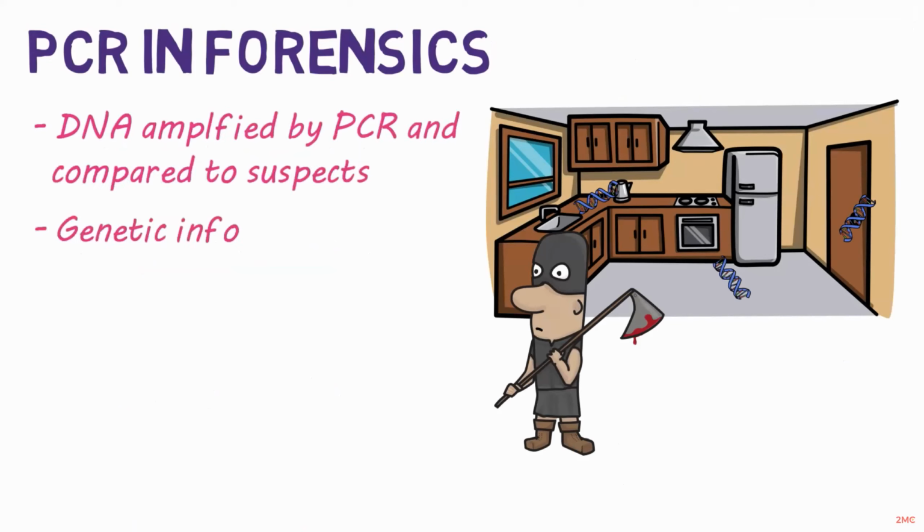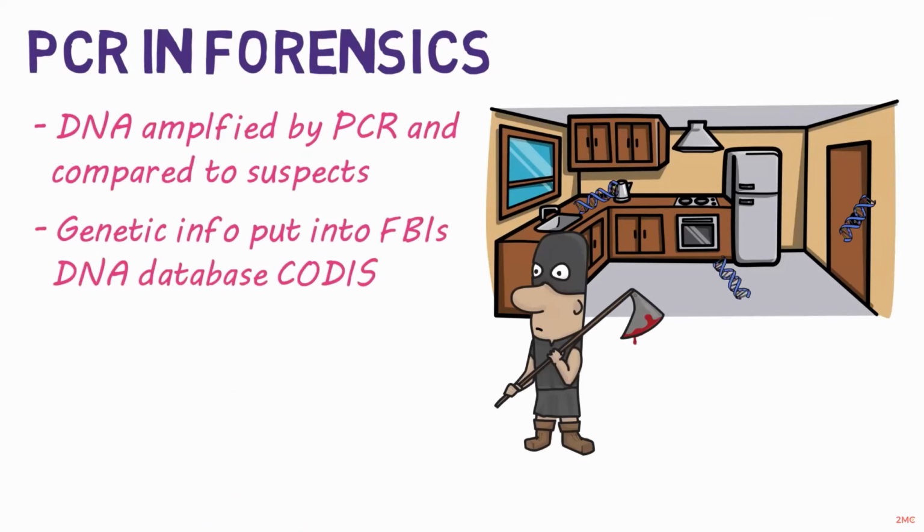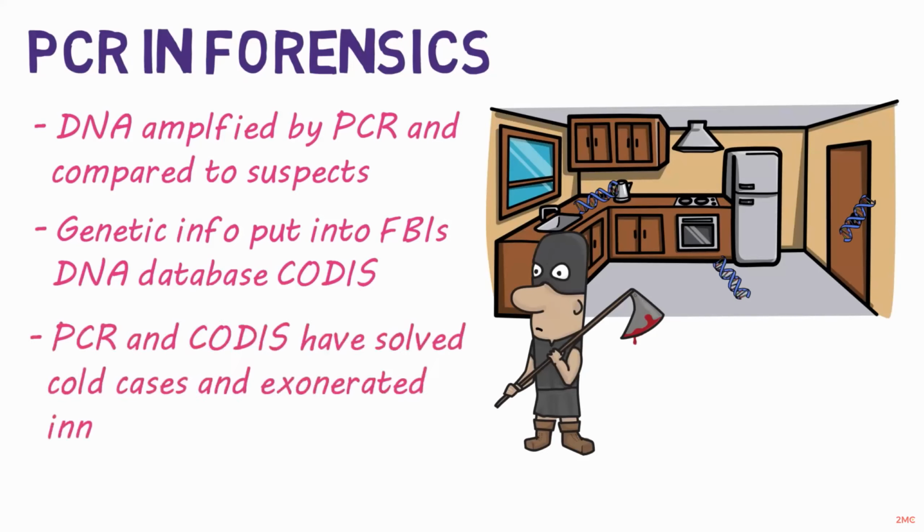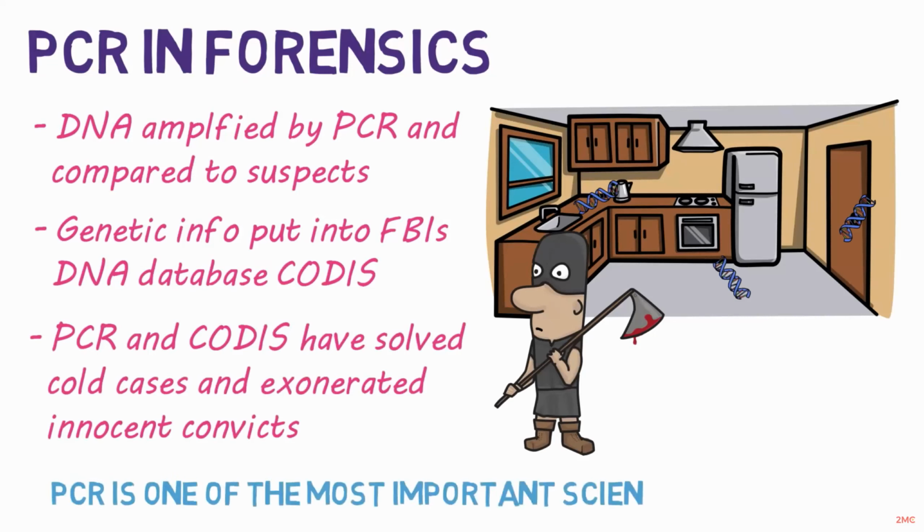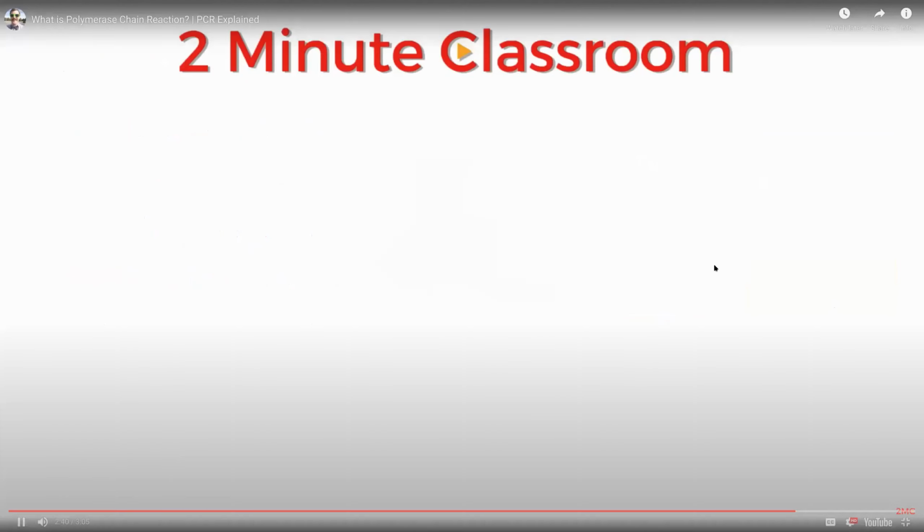But it gets even better. Investigators have been able to take DNA evidence from crimes committed long before CODIS was put together and run it through the current system. This has solved many cold cases and also exonerated prisoners who had been wrongfully accused, even some that were on death row. Needless to say, PCR is one of the most important scientific advances ever. And now you know why. If you have additional questions, I'll do.